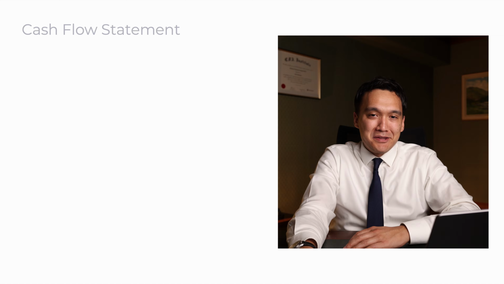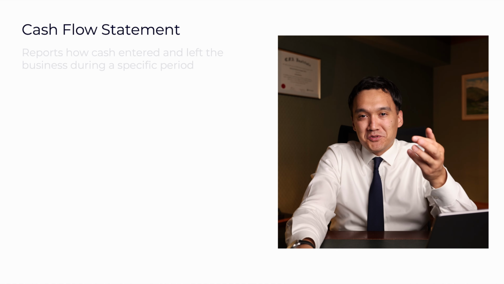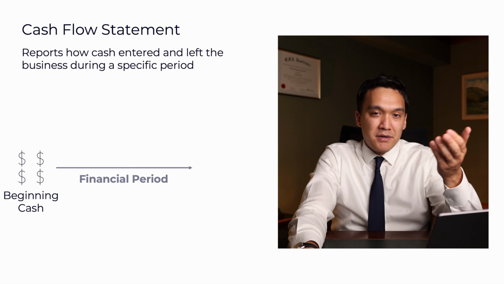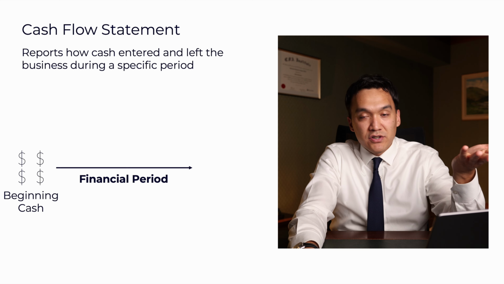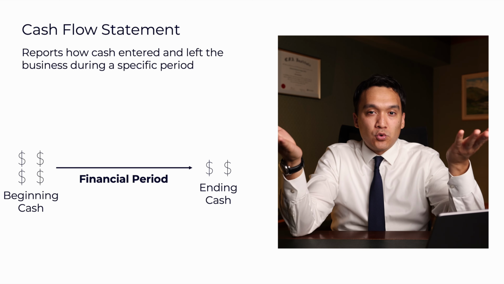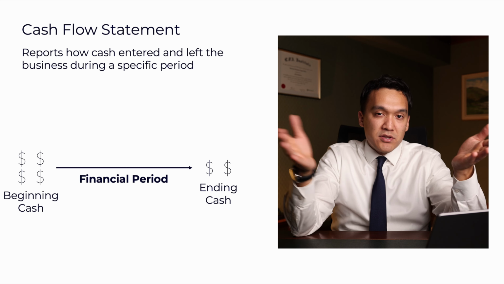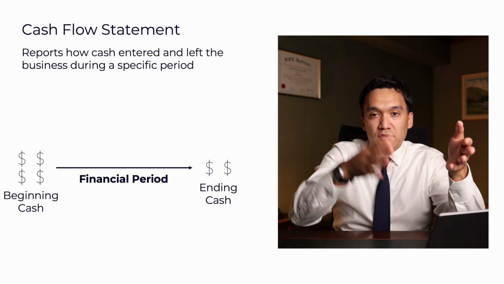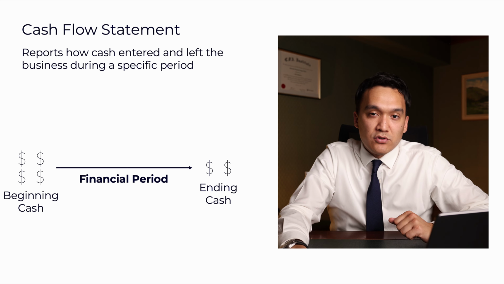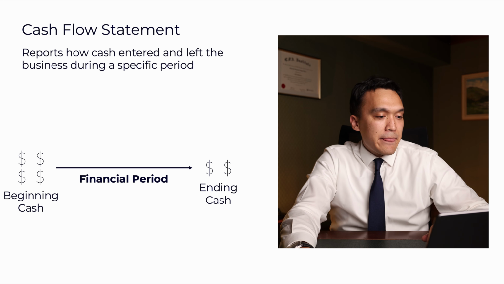Hello friends, in this video we will discuss cash flow statement. This statement shows to us all the inflows and outflows of cash during a specific financial period. So for example, at the beginning of the period we had $100 of cash, and at the end of the period we had $120. And this statement shows to us all the inflows and outflows to explain how we got to $120 of cash on our balance sheet.